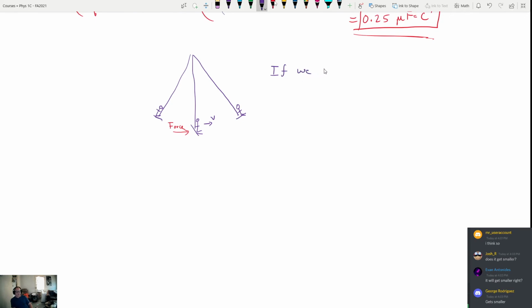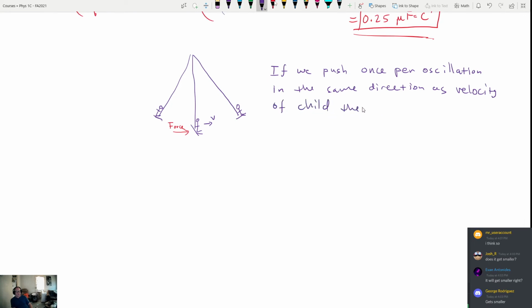So if we push once per period, I would say, once per oscillation, in the same direction as the velocity of the child, then the height that the child swings to will get bigger and bigger and bigger. The amplitude of motion, or the swings, will get larger.